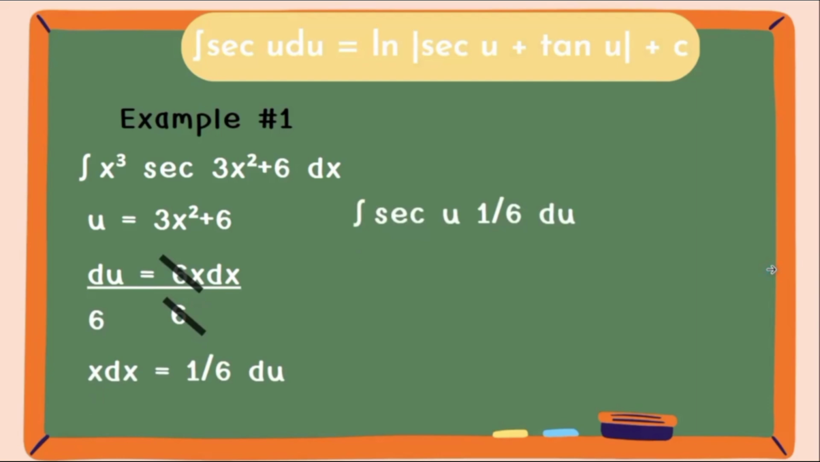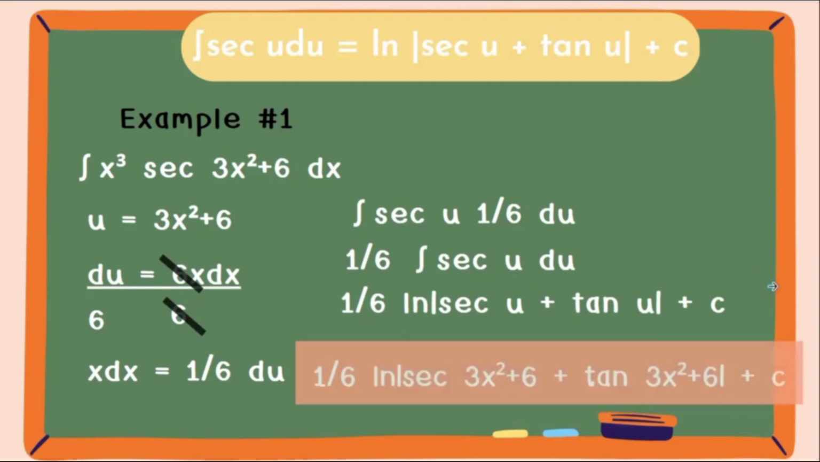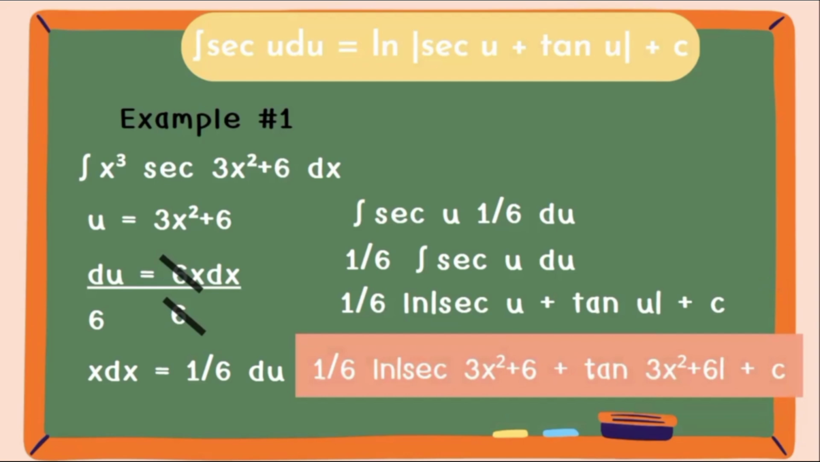Integrals of secant u 1 over 6 du. Ilalabas natin sa integral sign yung 1 over 6 and siya ay magiging 1 over 6 integrals of secant u du. After that, i-multiply lang natin yung 1 over 6 sa ln absolute value of secant u plus tangent u plus c. And now, we have our final answer, 1 over 6 ln absolute value of secant 3x squared plus 6 plus tangent 3x squared plus 6 plus c.